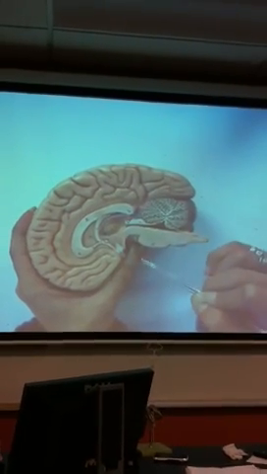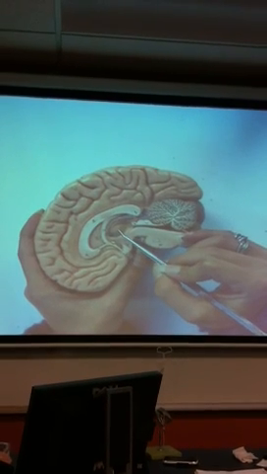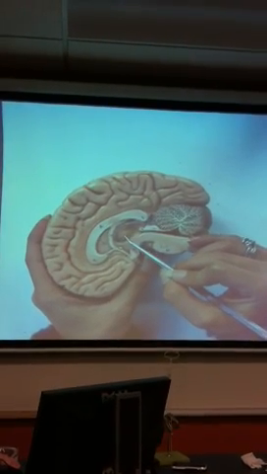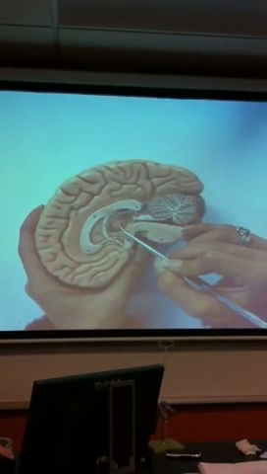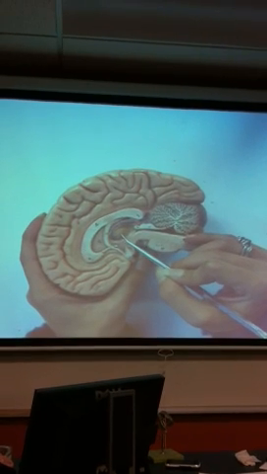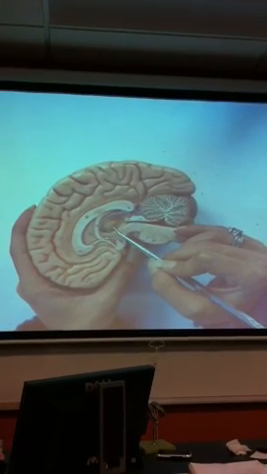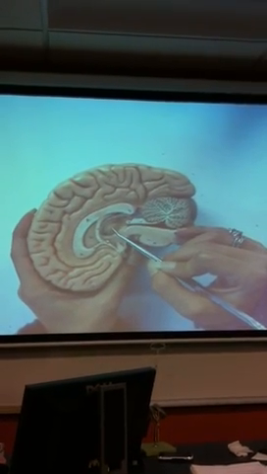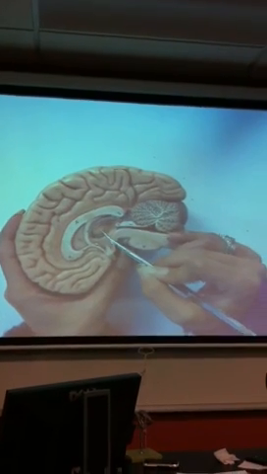hypothalamus. Right smack in the middle of the thalamus is a yellow dot, and don't call it a yellow dot on the lab practical, because it's called the intermediate mass. The intermediate mass.